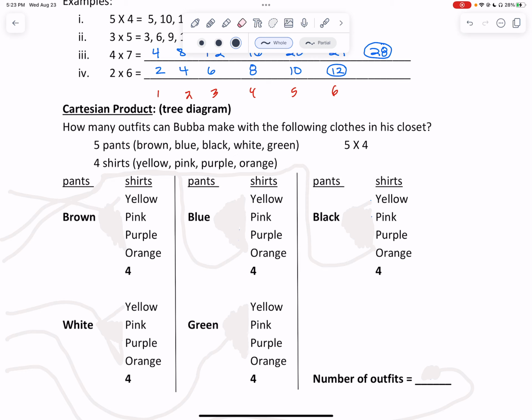My kid went to college. My son went to college. He had 10 shirts. That is it in the closet.